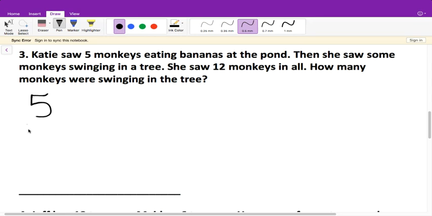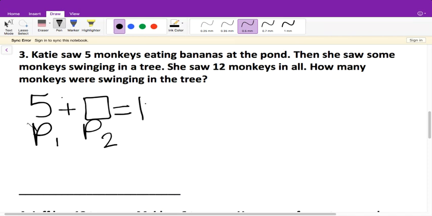That will be part 1. And then, what is happening? Okay, so we started with 5 monkeys eating bananas. Now we're adding the monkeys that are swinging a tree. It just says some monkeys swinging a tree, so we need to draw a box because that's a missing number. And the total number of monkeys is 12. So that is our whole.